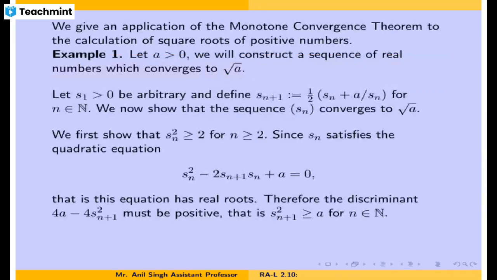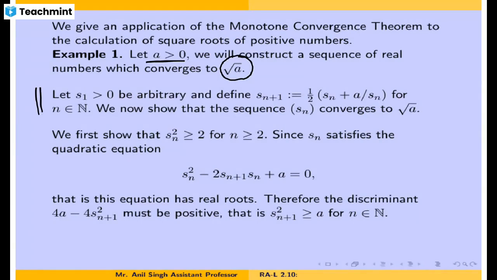So first, let us establish through this example that we can construct a sequence inductively, and that sequence will converge to the square root of a positive real number. Let a be a positive real number, and I have to construct a sequence which converges to the square root of this number. How are we going to construct this sequence? This is to be noted here.